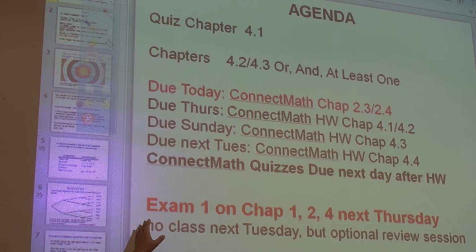Exam 1 on chapters 1, 2, and 4 is next Thursday. We do not have class next Tuesday. I will be here. I will do an optional review session, so feel free to come on in. I'll be here. Our tutor will be here. So Victoria will be here, and we'll answer questions and stuff like that. I'll probably do a formal-ish review session for the first hour and a half, and then just whatever help you guys need. We'll be here to answer questions.